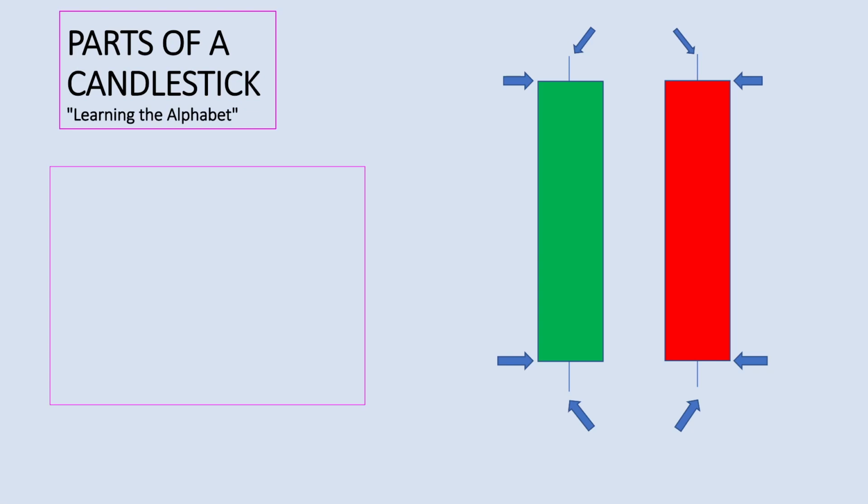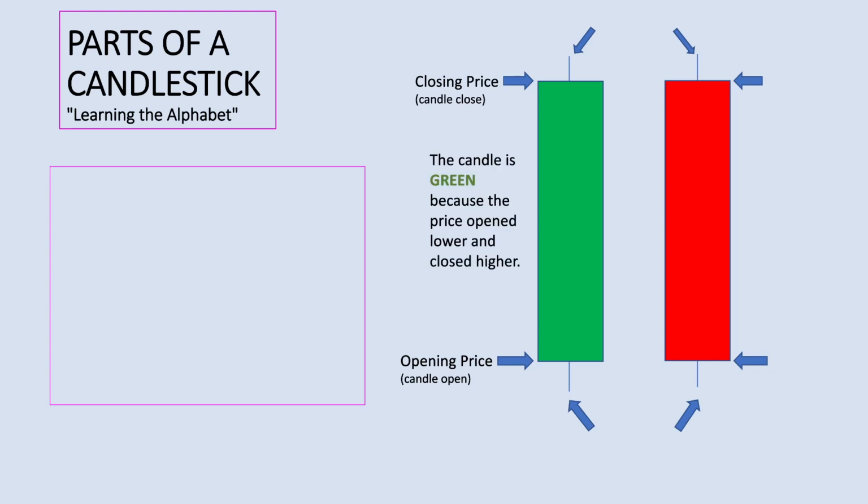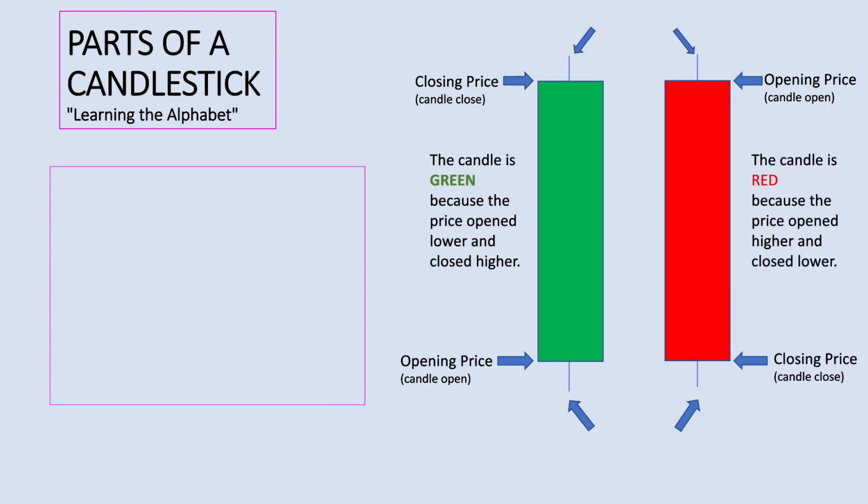All right, so here are the basics, right? The parts of the candlestick. Check out this green candle over here. We got the opening price here at the bottom, closing price at the top, right? The candle is green because the price opened low and closed higher, okay? And the opposite is true for the red ones. We got the opening price at the top, closing price at the bottom. The candle is red because the price opened high and then closed lower, okay?